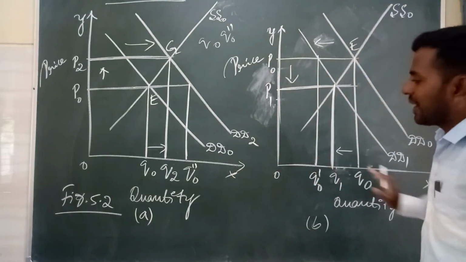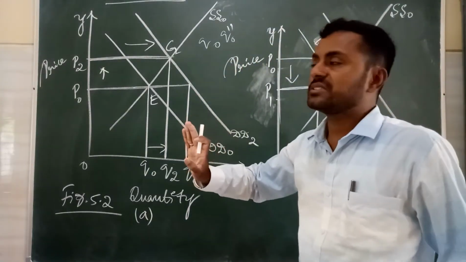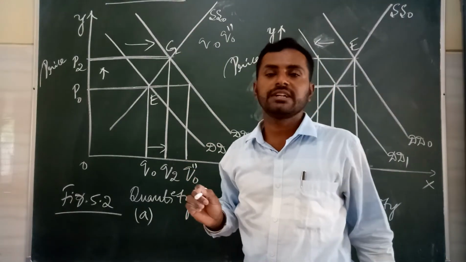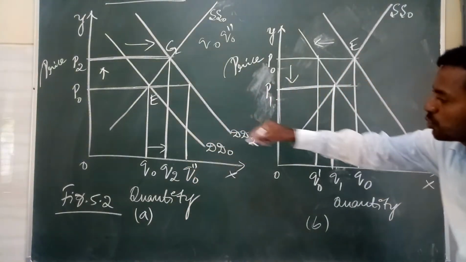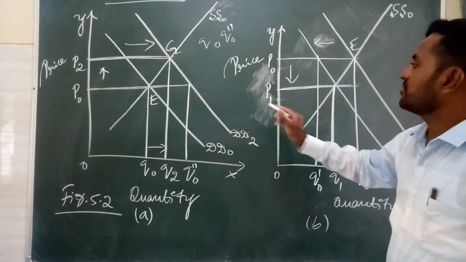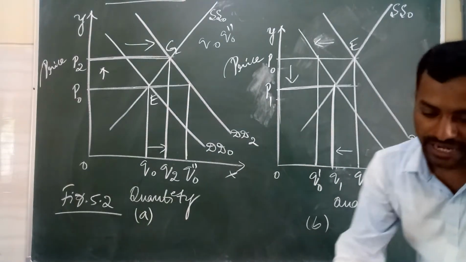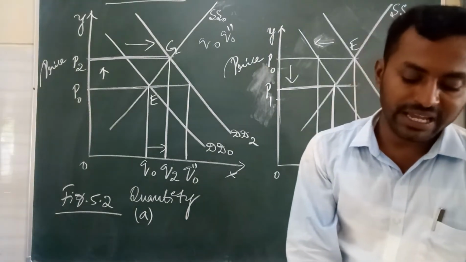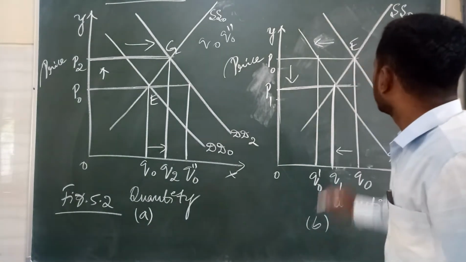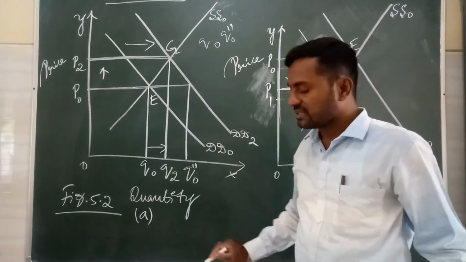There are two panels, panel A and panel B. First, this concept is shift in demand and supply curve. First we have to know demand shift. In panel A, the demand curve shifts rightward. In panel B, the demand curve shifts leftward. Panel A is the rightward shift, panel B is the leftward shift.